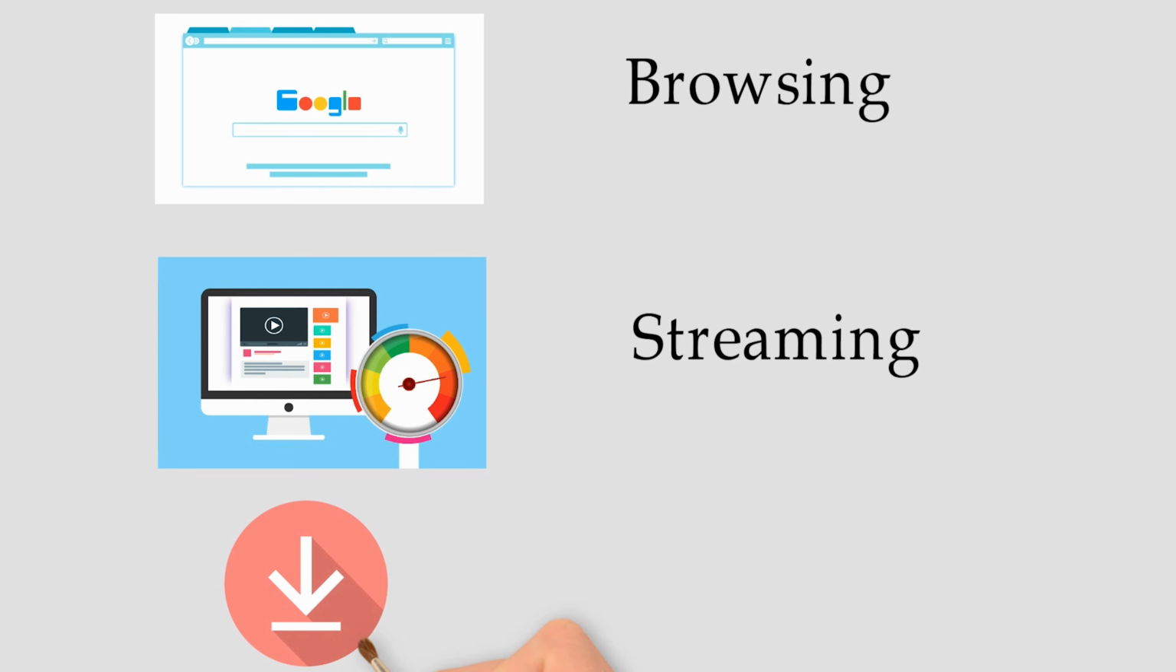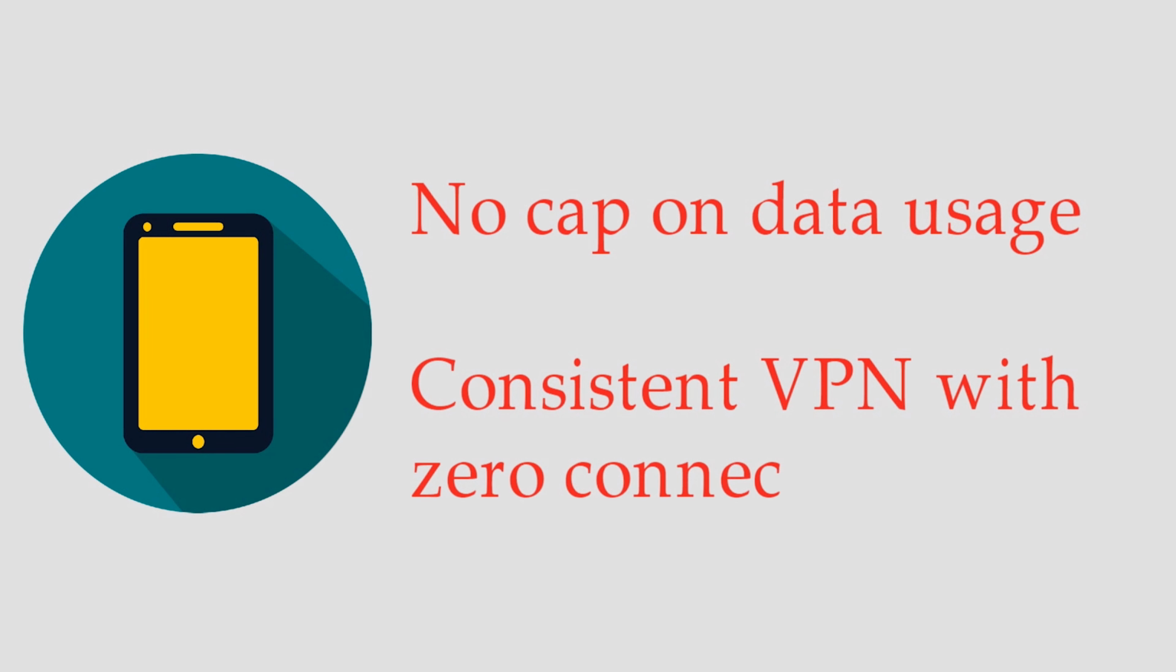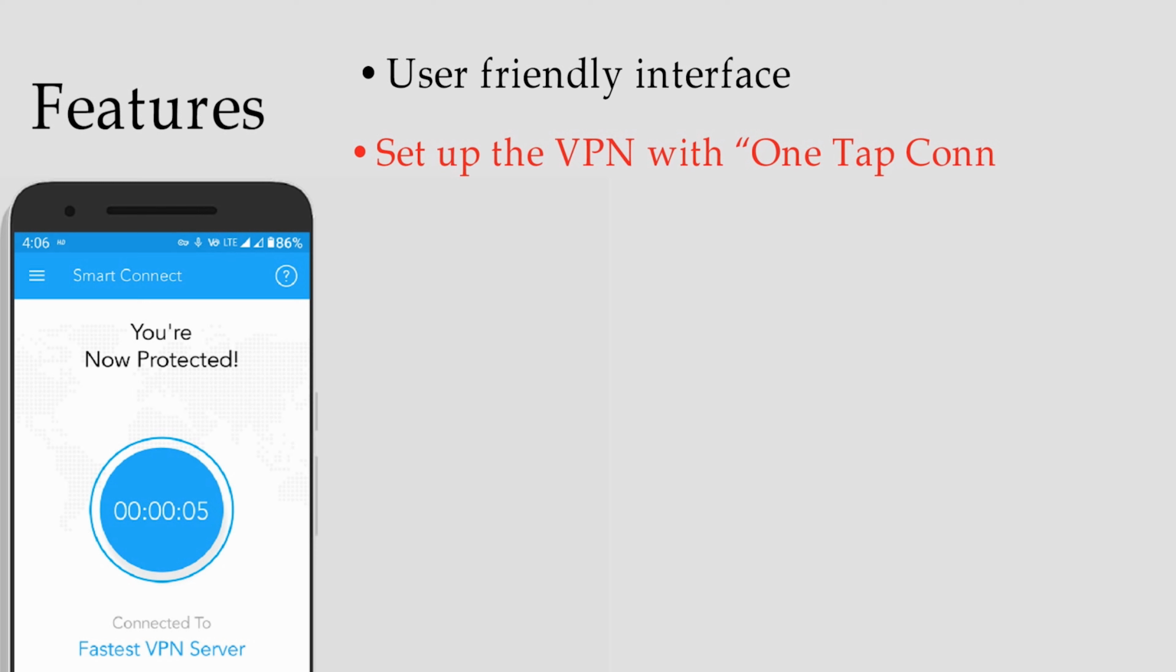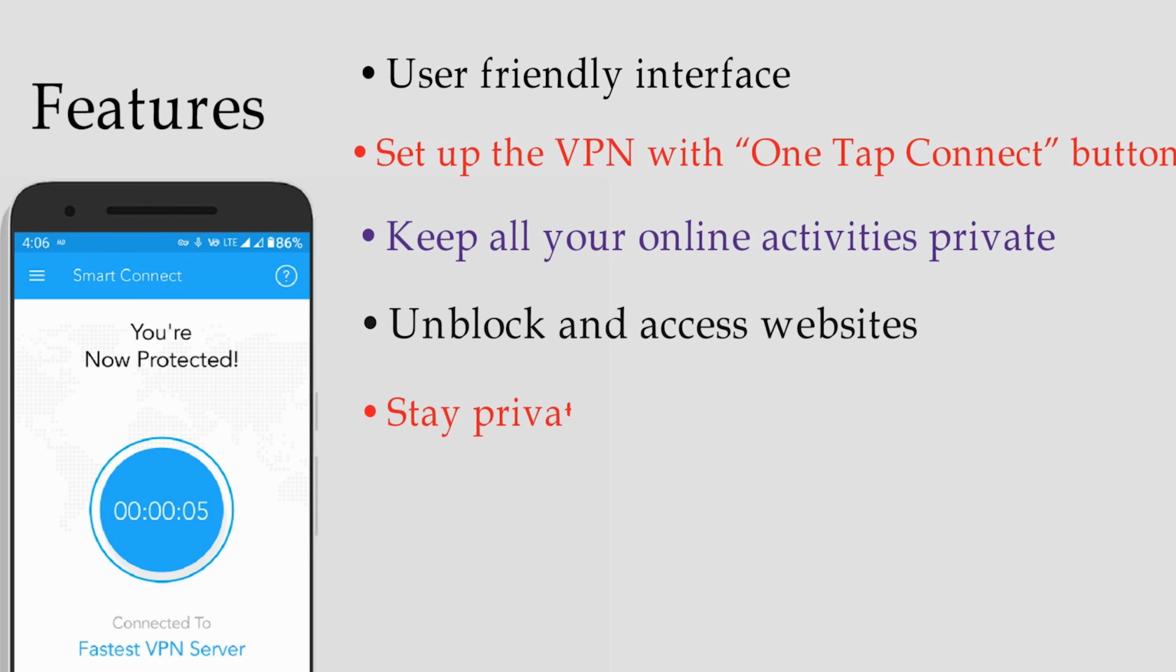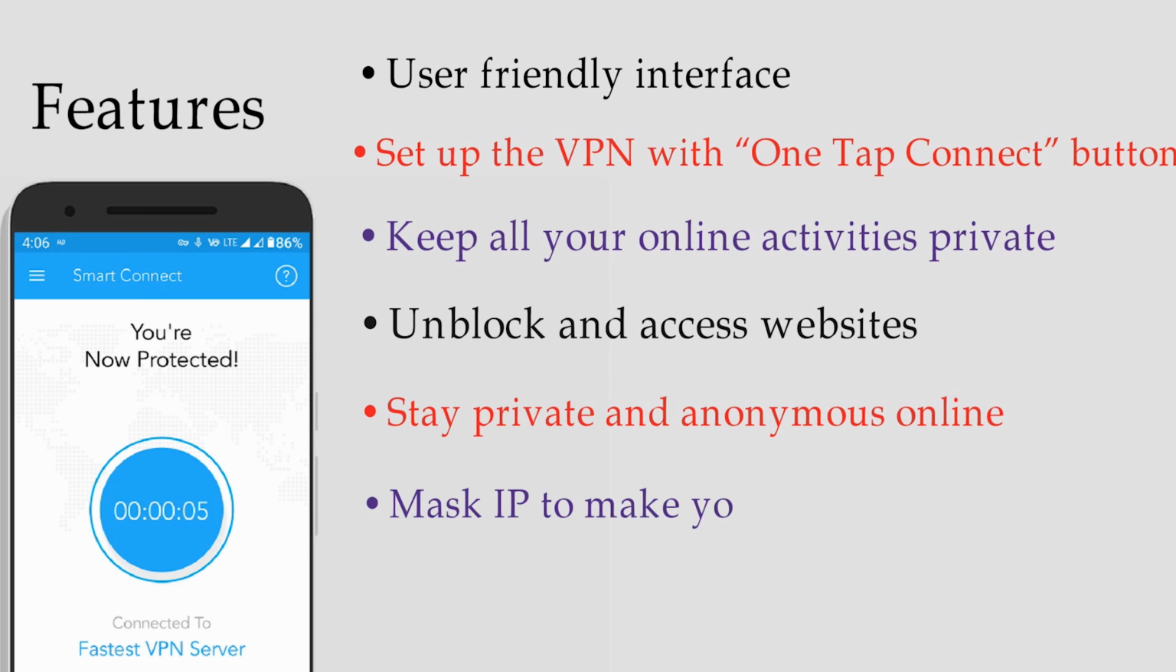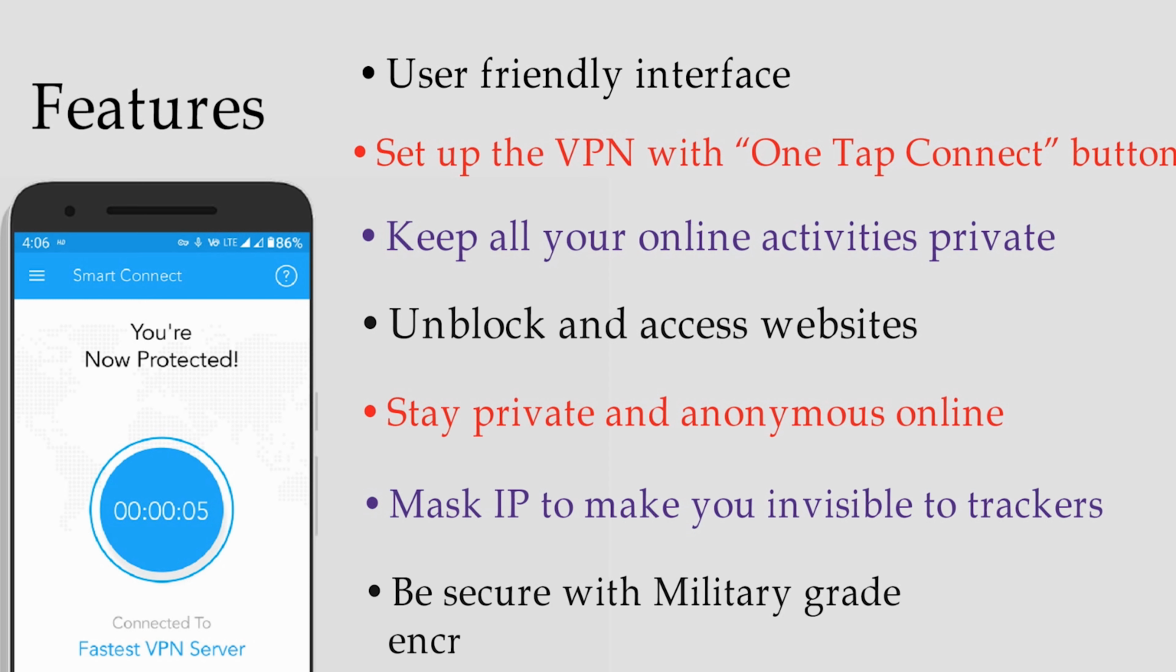The friendly user interface allows you to set up the VPN with a one tap connect button. You will be immediately connected to the most optimized server in the range. Ivacy Lite is a rare example of a free VPN without any bandwidth caps. With this free VPN, you can unblock and access websites, keep all your online activities private and anonymous, mask your IP address to make you invisible to online trackers, and be secure with military-grade encryption and security.